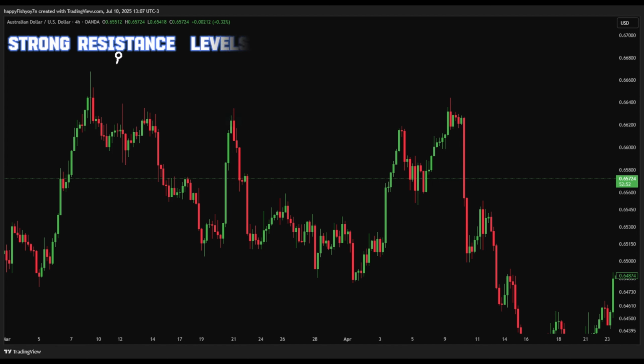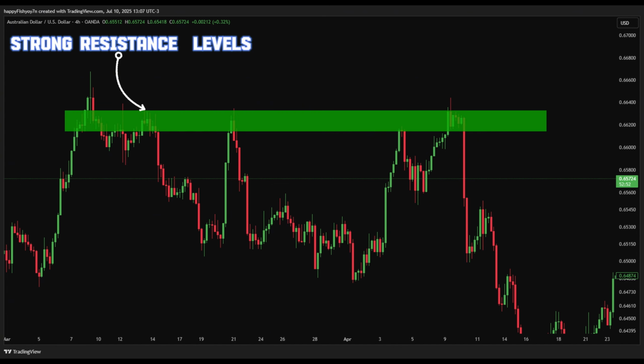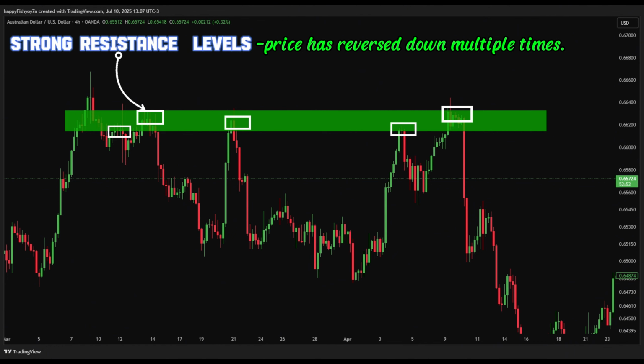So, what is a strong resistance level? Literally the same thing. Look for areas where price has reversed down multiple times. Again, the more reactions, the stronger the level. Think of these levels as price magnets. They attract price action because traders remember these zones and place their orders there.